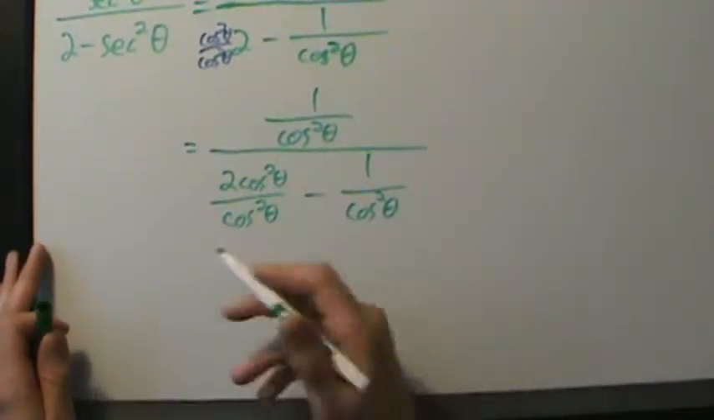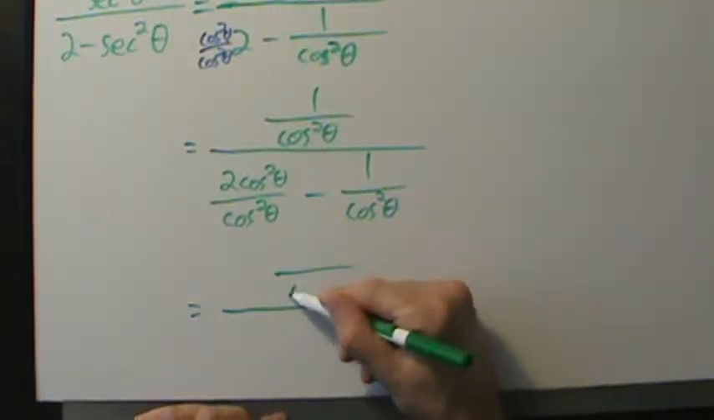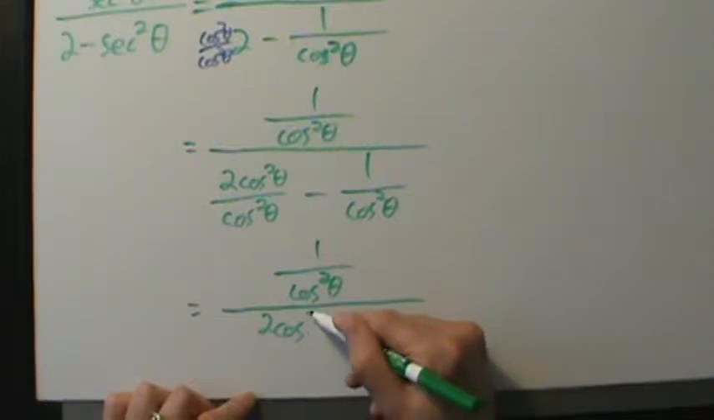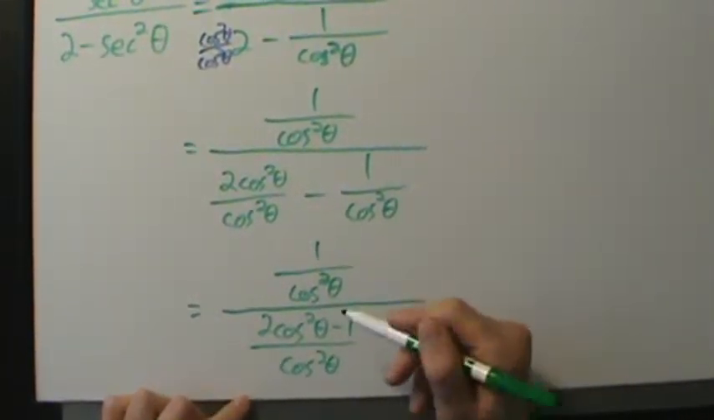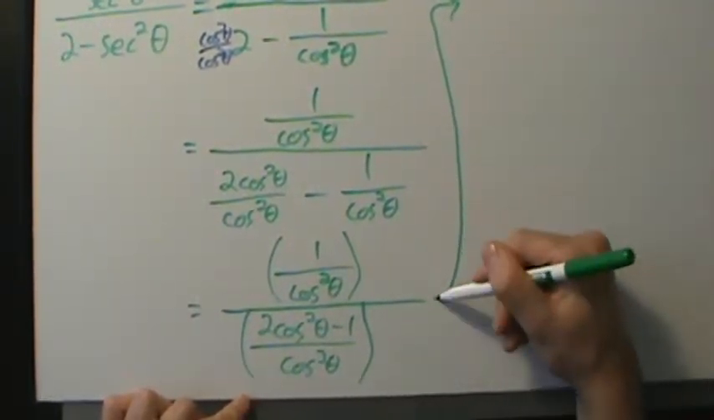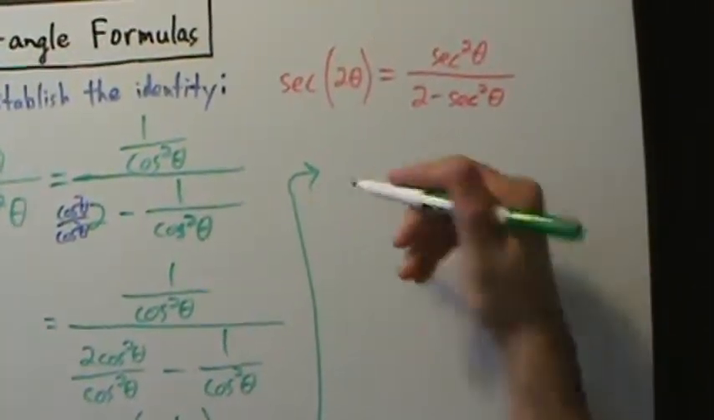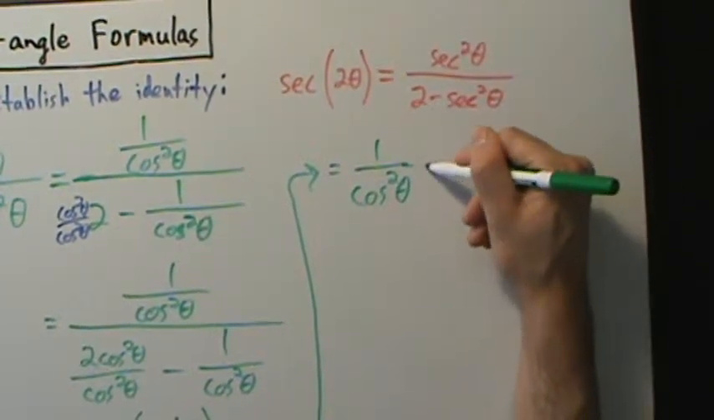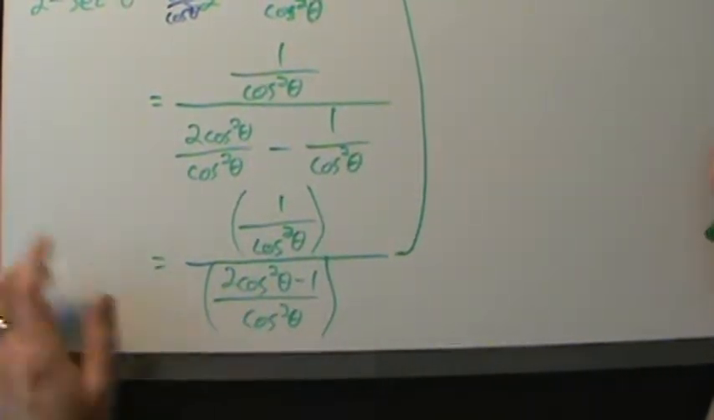Okay, so now let's squish that all together with the common denominator. The top still stays the same. Then on the bottom we have 2 cosine squared of theta minus 1, all divided by cosine squared of theta. So this fraction on top divided by this fraction on the bottom gives us the fraction on top multiplied by the reciprocal of the fraction on bottom. So this equals 1 over cosine squared of theta times the reciprocal of the bottom, which is cosine squared of theta over 2 cosine squared of theta minus 1.